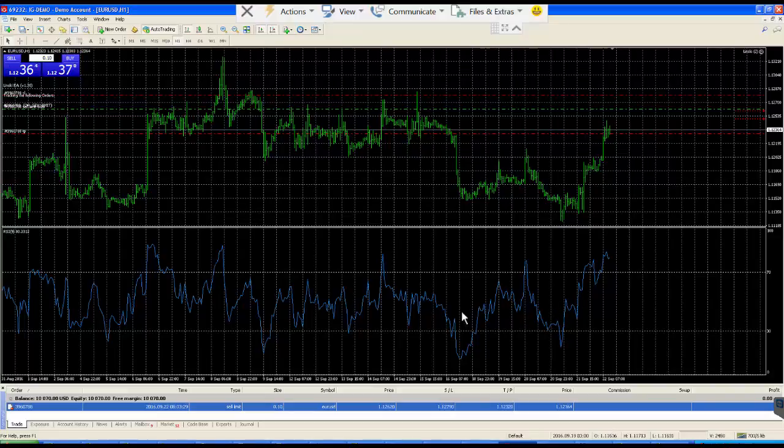Now, of course, how far down it's going to go, this is another story. But the main thing you have to remember is that the divergence in the RSI is an indication to confirm a signal.